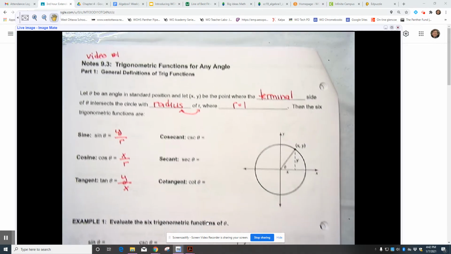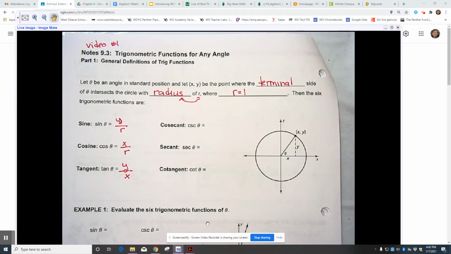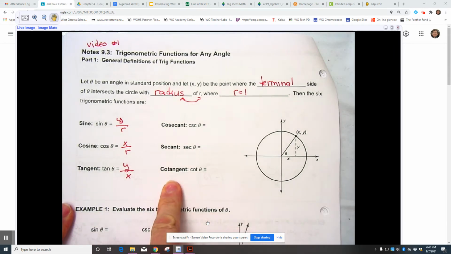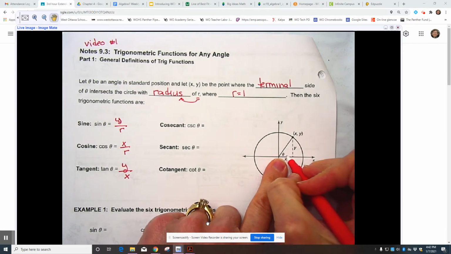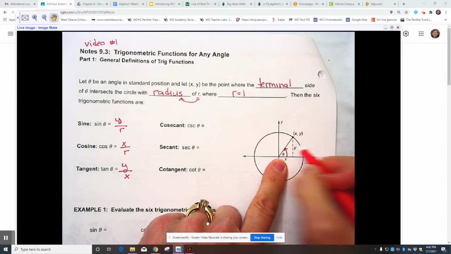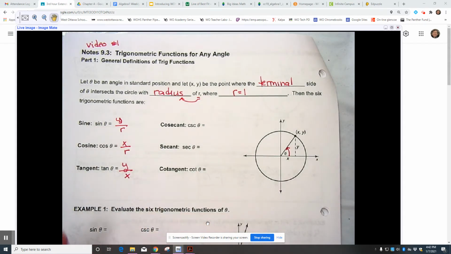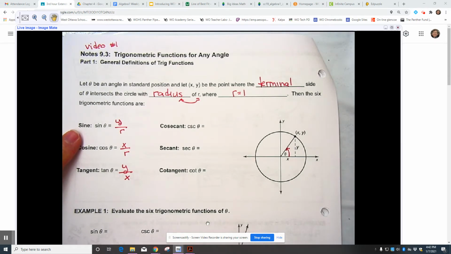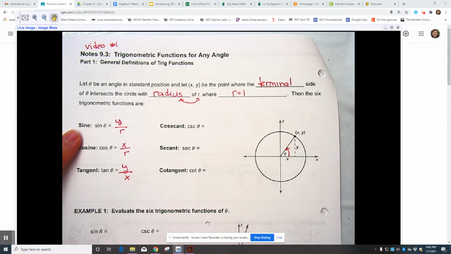Okay, so in section 9.3, we take the trig functions that you learned in section 9.1, and we take the angle drawing that you learned in section 9.2, and we put them together to help us find the trig functions for certain angles, not just for a triangle.